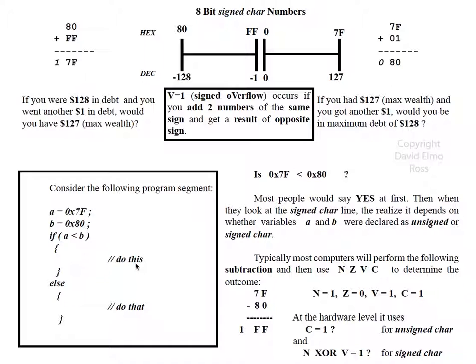And you'd be correct if we're talking unsigned char. But if we take a look up here, 7f is the most positive, 80 is the most negative, so it's going to do that if a and b are declared as signed char. So we really have to know, are these signed or unsigned char, because how the comparison is done is going to depend on whether they're signed or unsigned numbers.